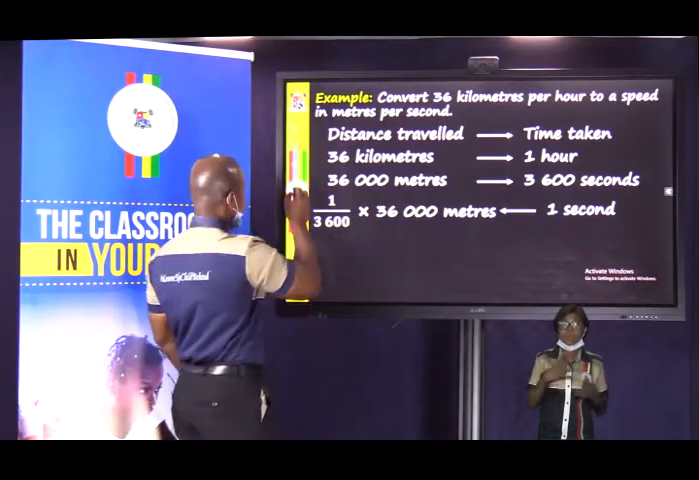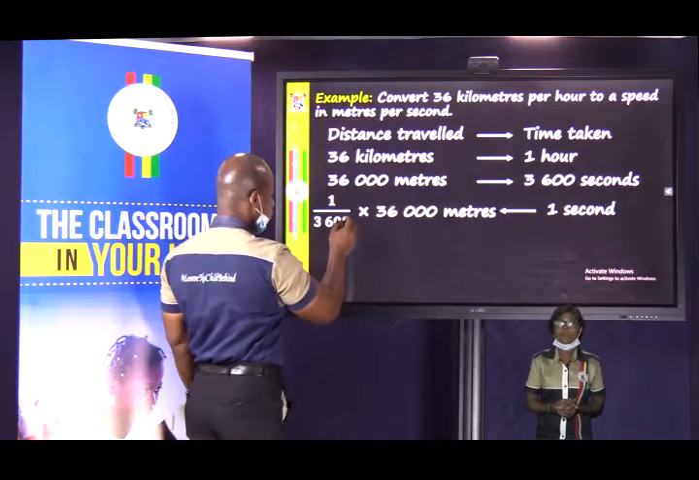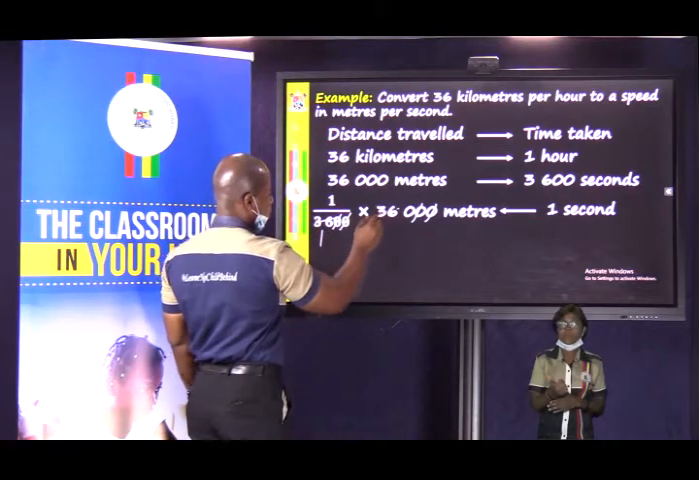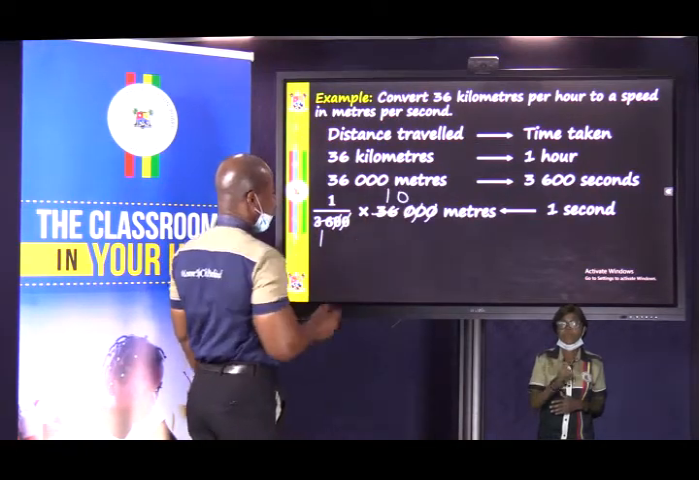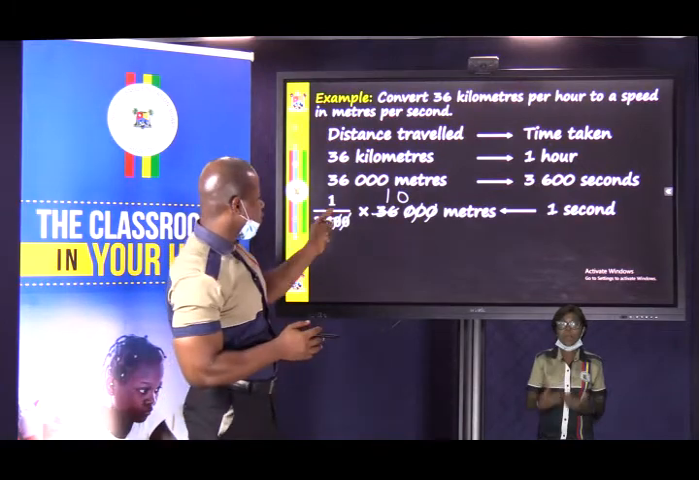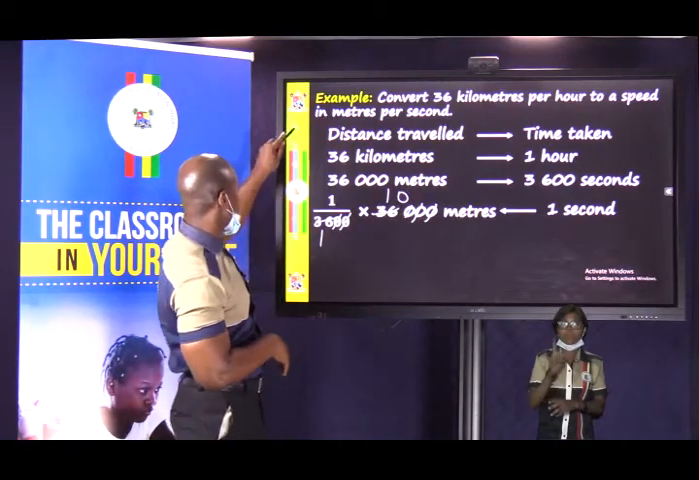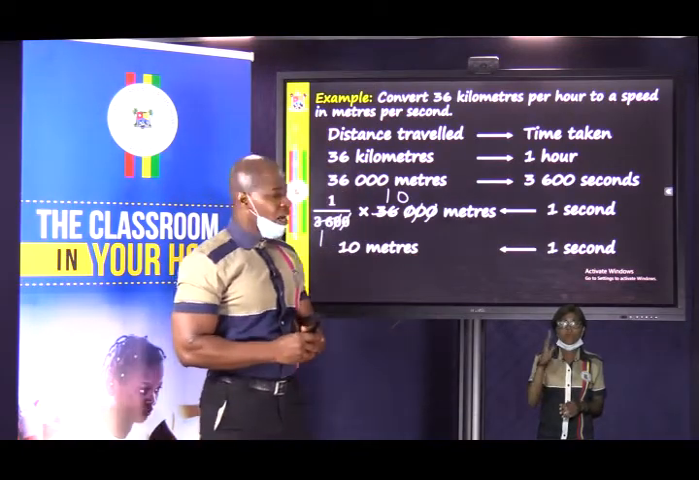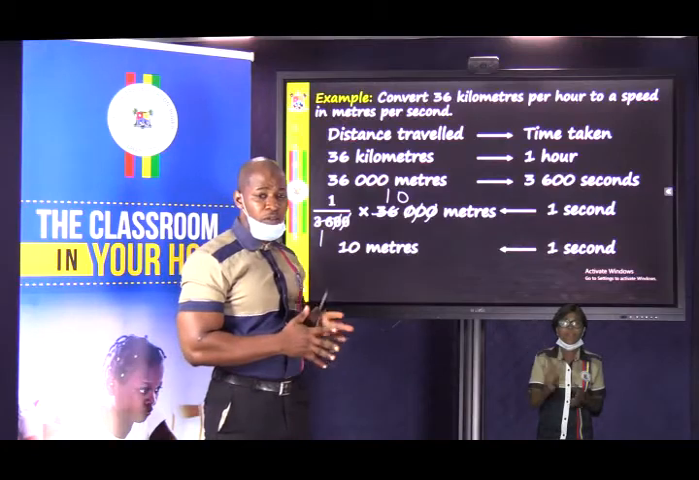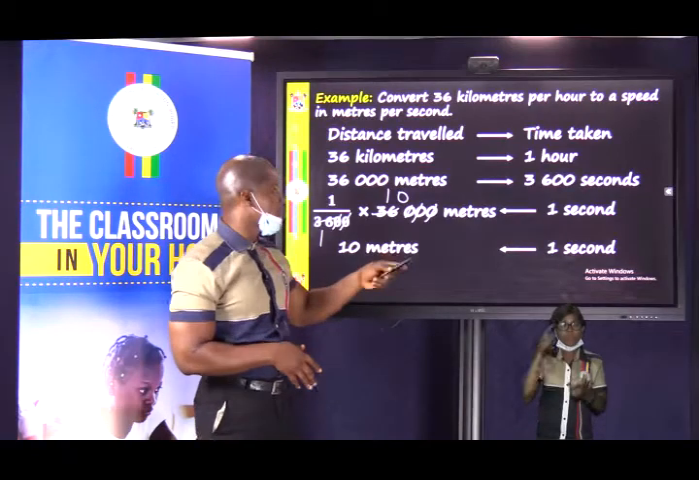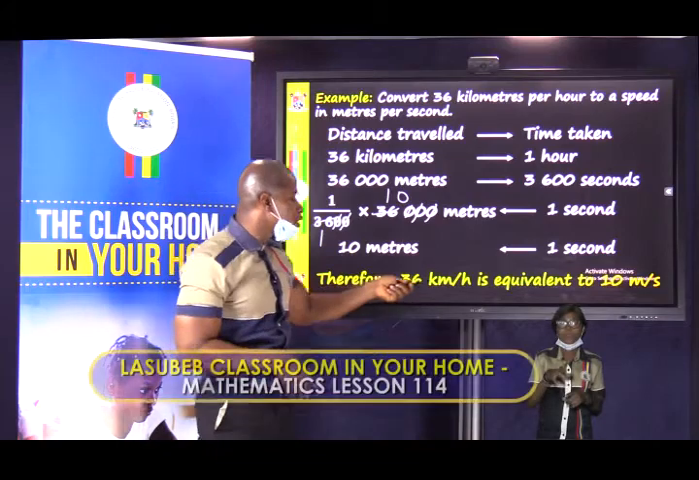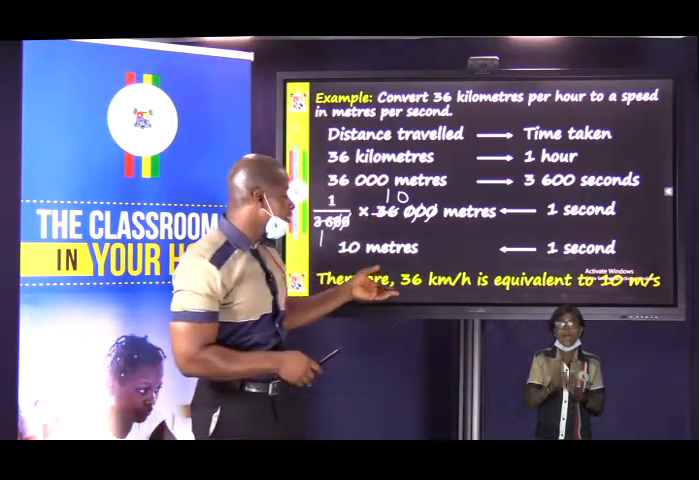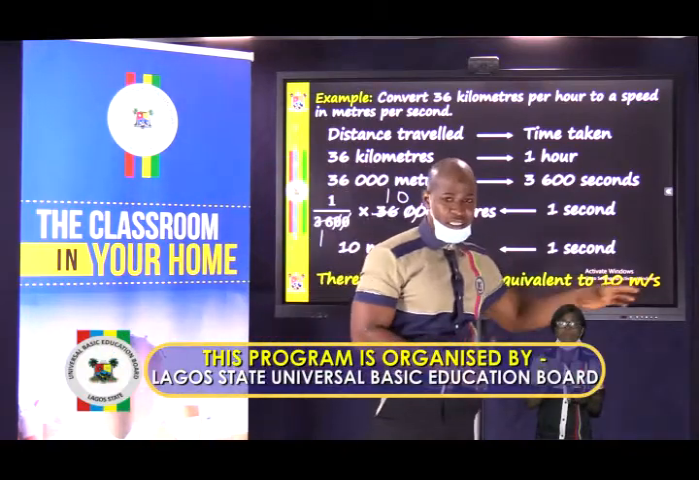Now we can resolve. 2 zeros here cancel 2 zeros here. 36 goes here 1, 36 goes here 1, here 0. And so we are left with 1 times 10 meters, which is 10 meters. And so 10 meters will go for 1 second. And now we have successfully gotten the number of meters for 1 second. That is 10 meters for 1 second. So 36 kilometers per hour is not the same thing as 36 meters per second. It is the same thing as 10 meters per second.